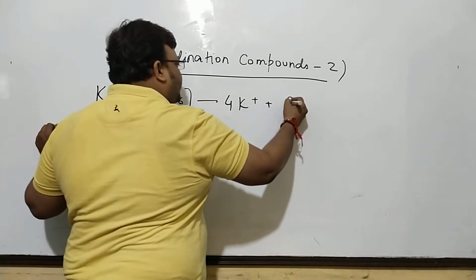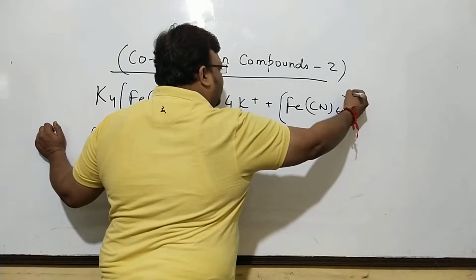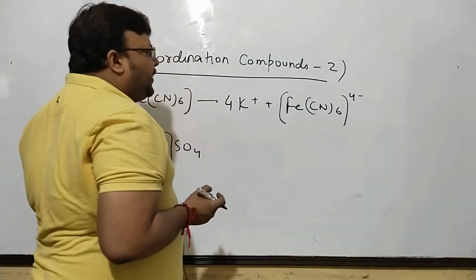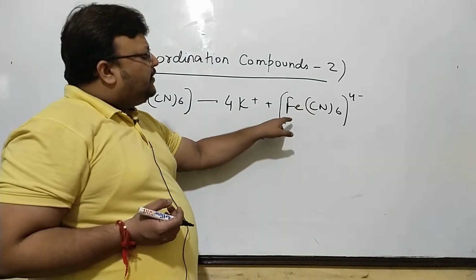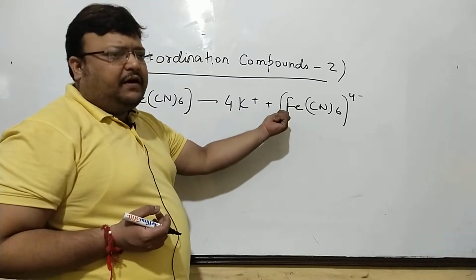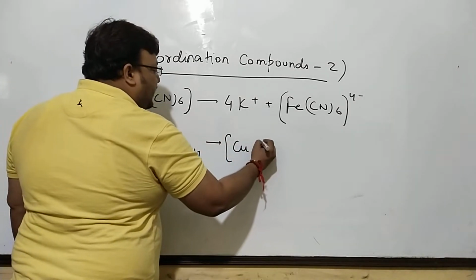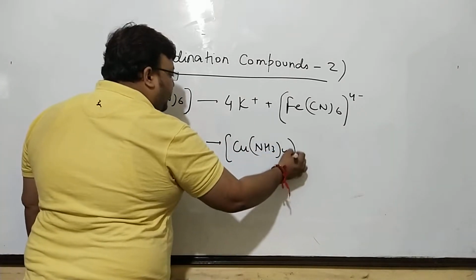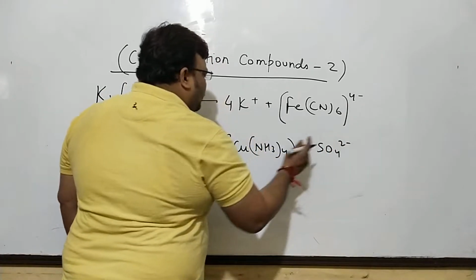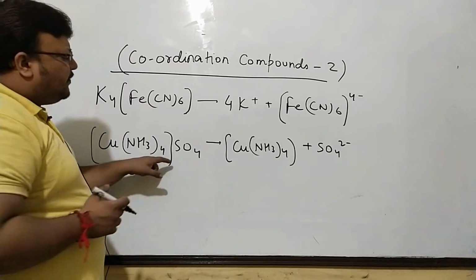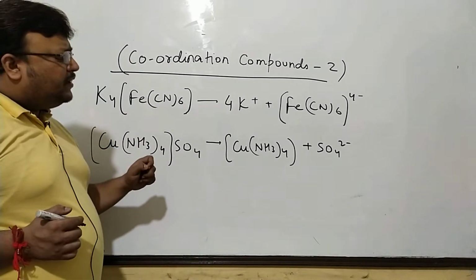This part, which is called the complex part or the coordination sphere, has two components: a lone pair donor, which is cyanide here, the ligand, and the lone pair acceptor, which is iron, generally a d-block metal. Similarly here, the ligand is ammonia, the lone pair donor, and copper is the lone pair acceptor. Everything outside the square bracket will ionize; it's called the ionization sphere, and this is the coordination sphere.